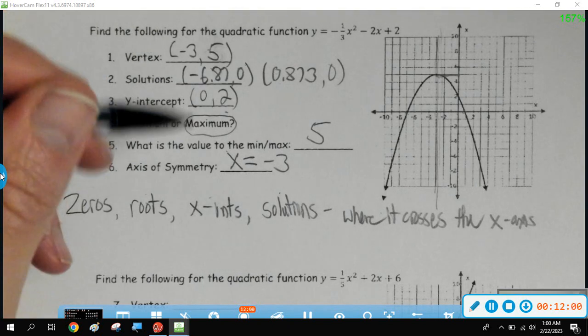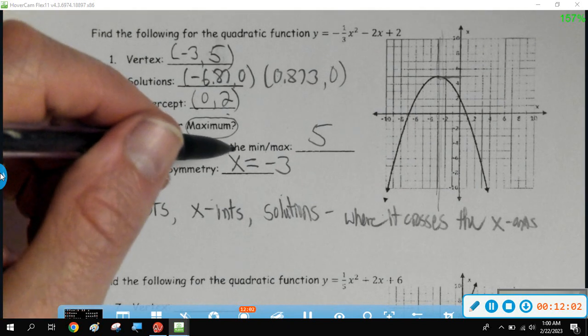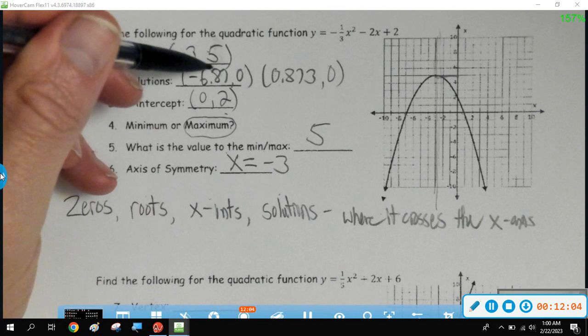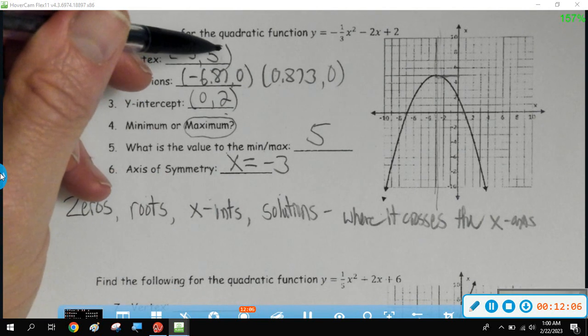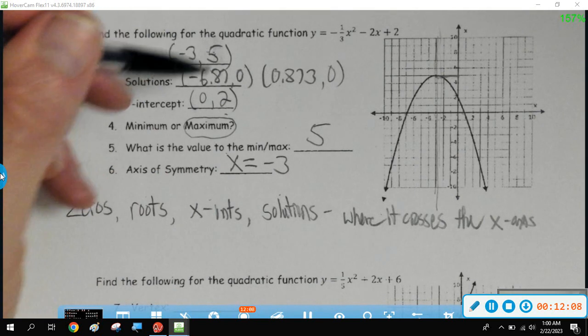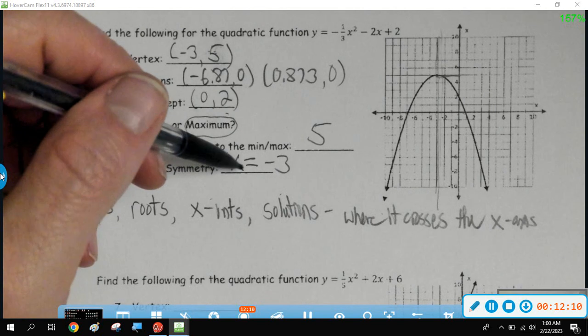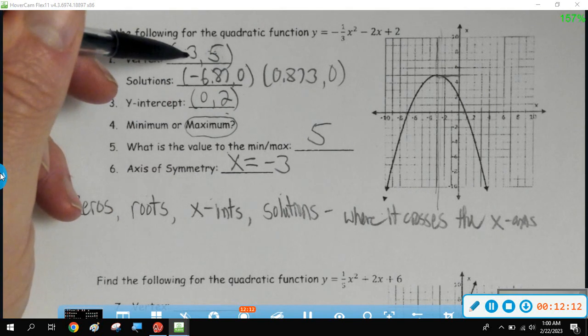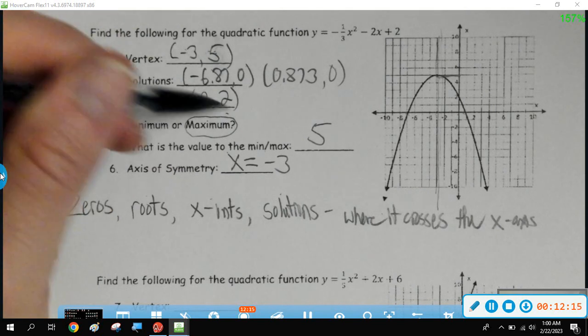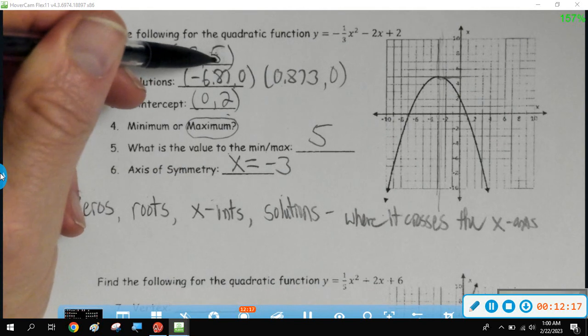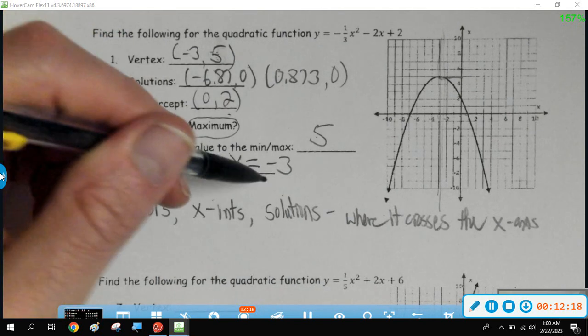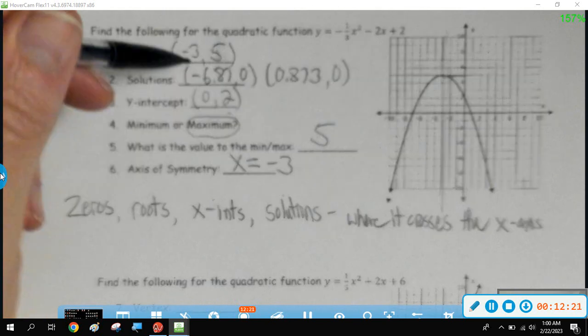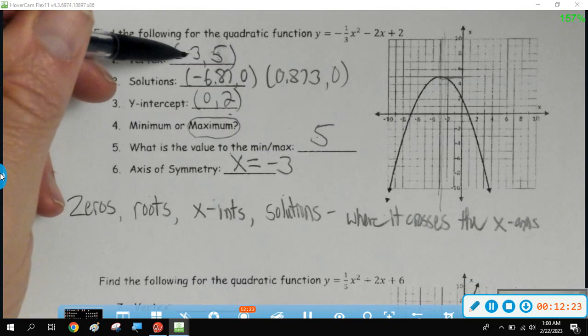So for these last two questions, what is the value of the max or the min? It's the y coordinate of the vertex. And what's the axis of symmetry? It's x equal to whatever the x coordinate of the vertex is. So the answer to this question comes from this y value here. The answer for this question comes from this x value of the vertex here.